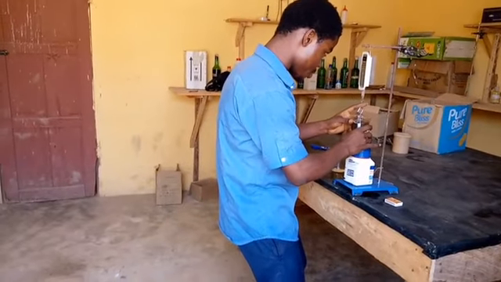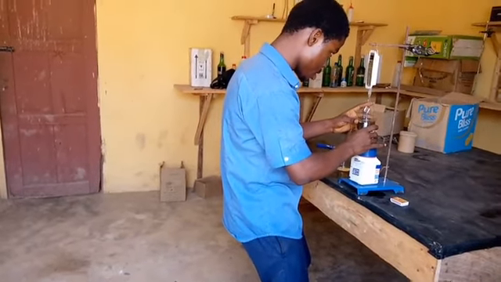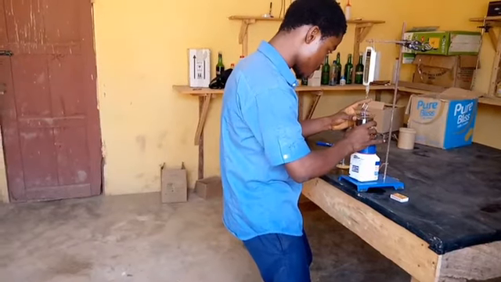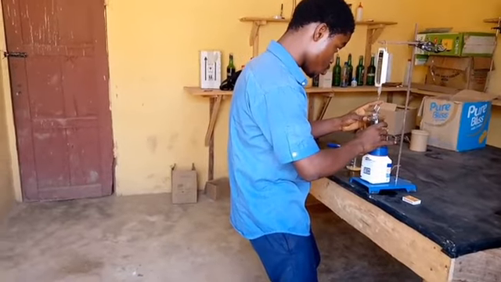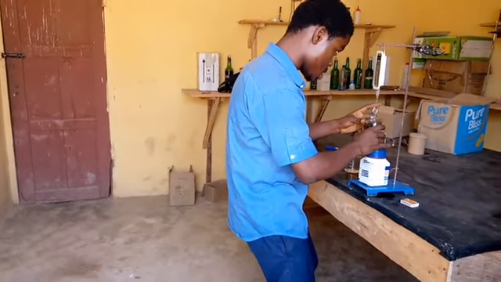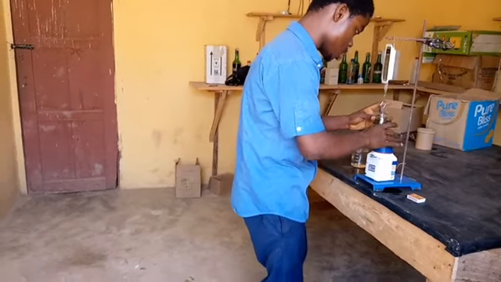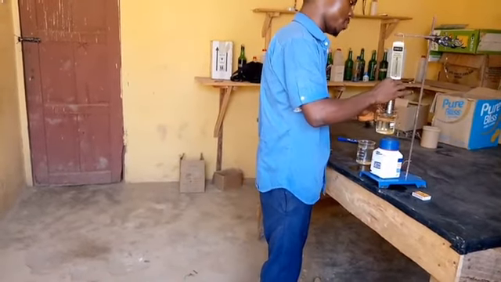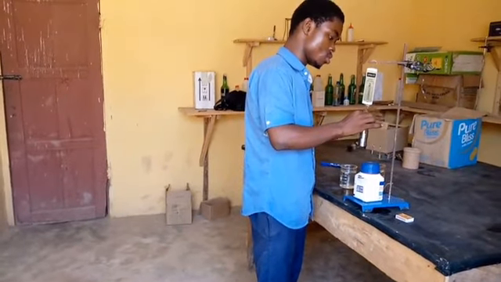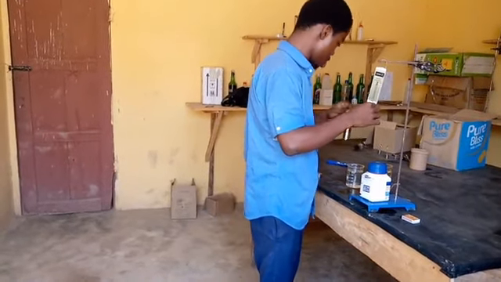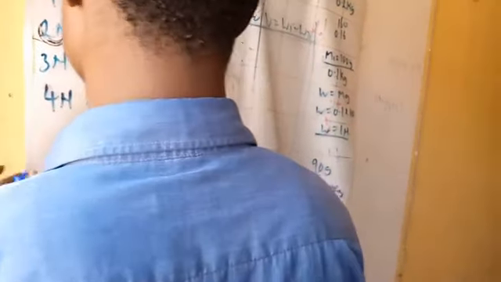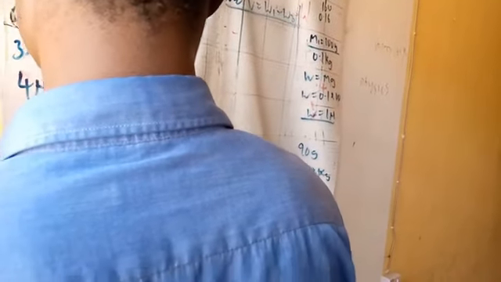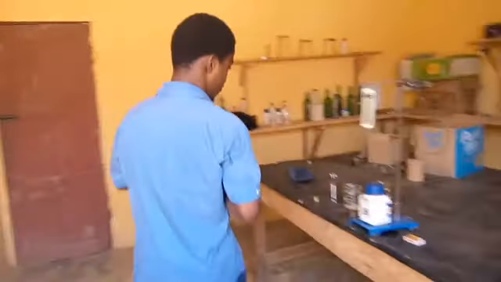We have 100, 200, 300, 320, 340, 360. So this is 360, while immersed in the liquid. So 360 gram, which is equal to 3.6 Newton. 3.6 Newton. And the last one is our 5 Newton, which is 500 gram. 5 Newton is 500 gram.